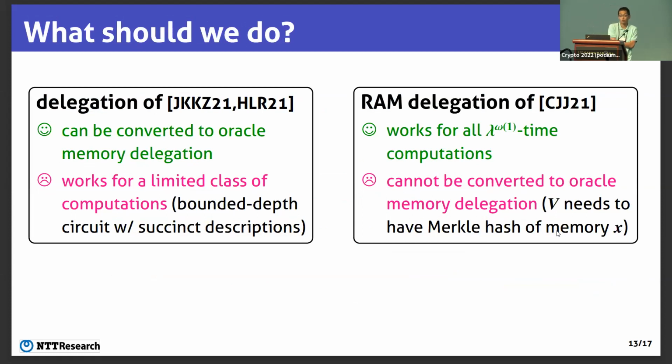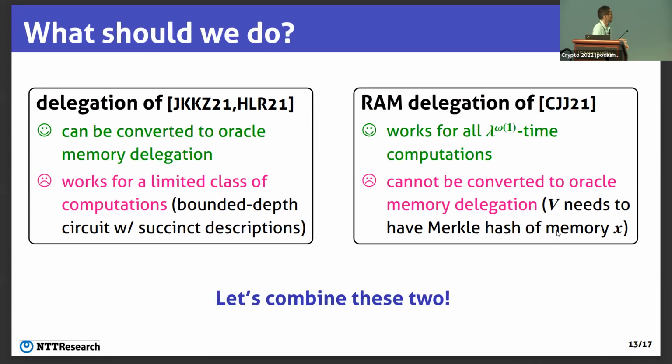So in summary, we have two delegation schemes. The first one can be converted to Oracle memory delegation easily, but it works only for a limited class of computation. On the other hand, the second one works for all slightly superpolynomial computation, but it cannot be converted to Oracle memory delegation. So neither of them alone is sufficient for our purpose. Now, given this situation, our approach is very natural. We combine these two delegation schemes to obtain public Oracle memory delegation for all slightly superpolynomial computation.